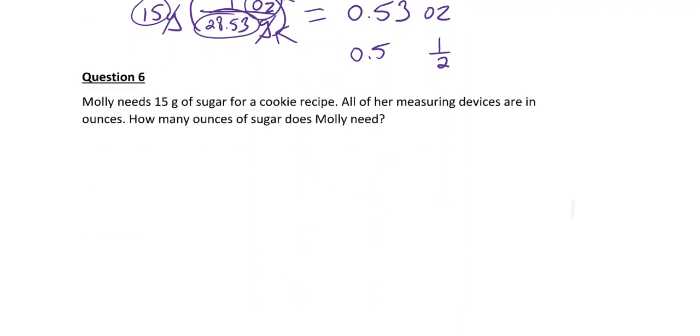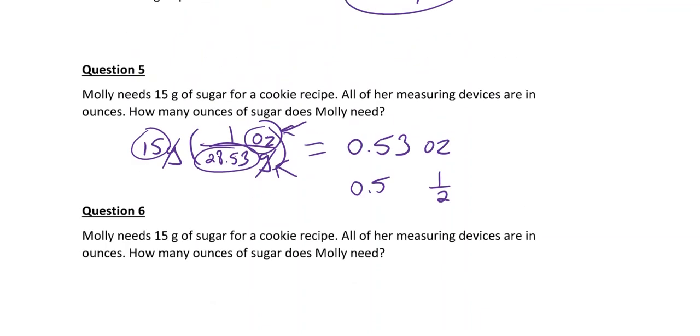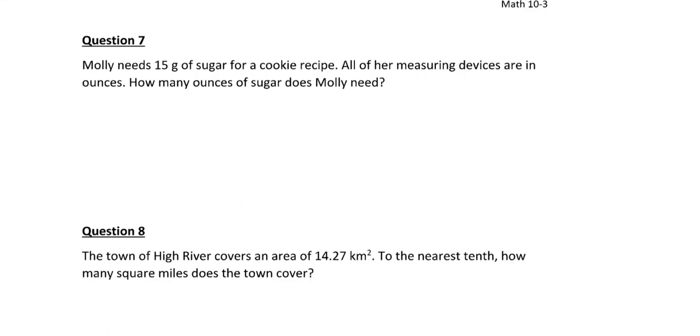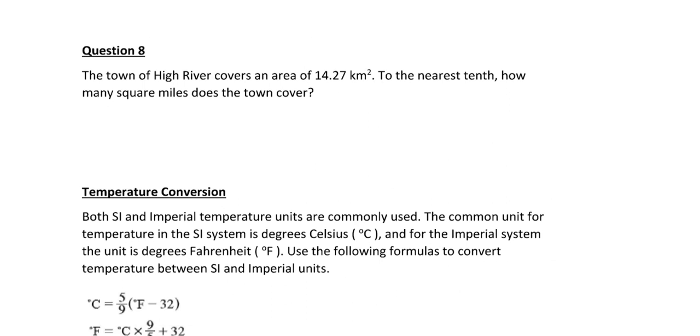Okay. All right, Molly needs 15 grams of sugar for a recipe. Oliver measuring, oh, whoop. Ignore 6. Ignore 7. Oh, geez. What happened there? All right, so on to 8. I have no idea what happened.